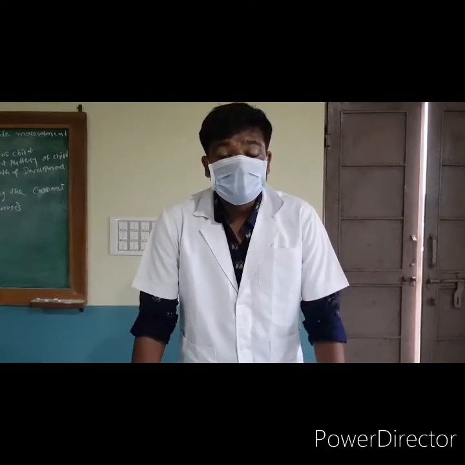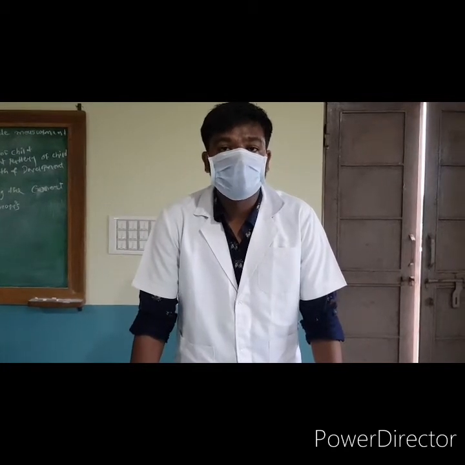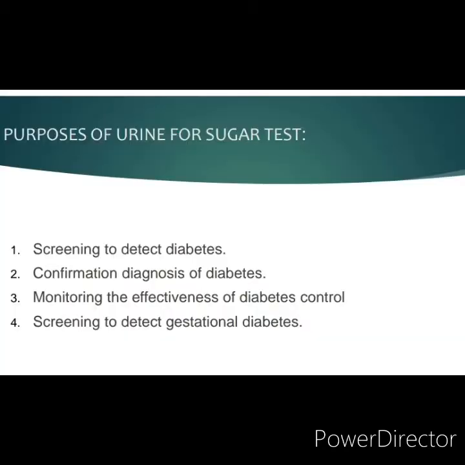Today I am demonstrating the process of urine sugar test in our nursing college lab. So my procedure is urine sugar test. Definition of urine sugar test: the urine sugar test is defined as the abnormally high level of sugar or glucose in urine.